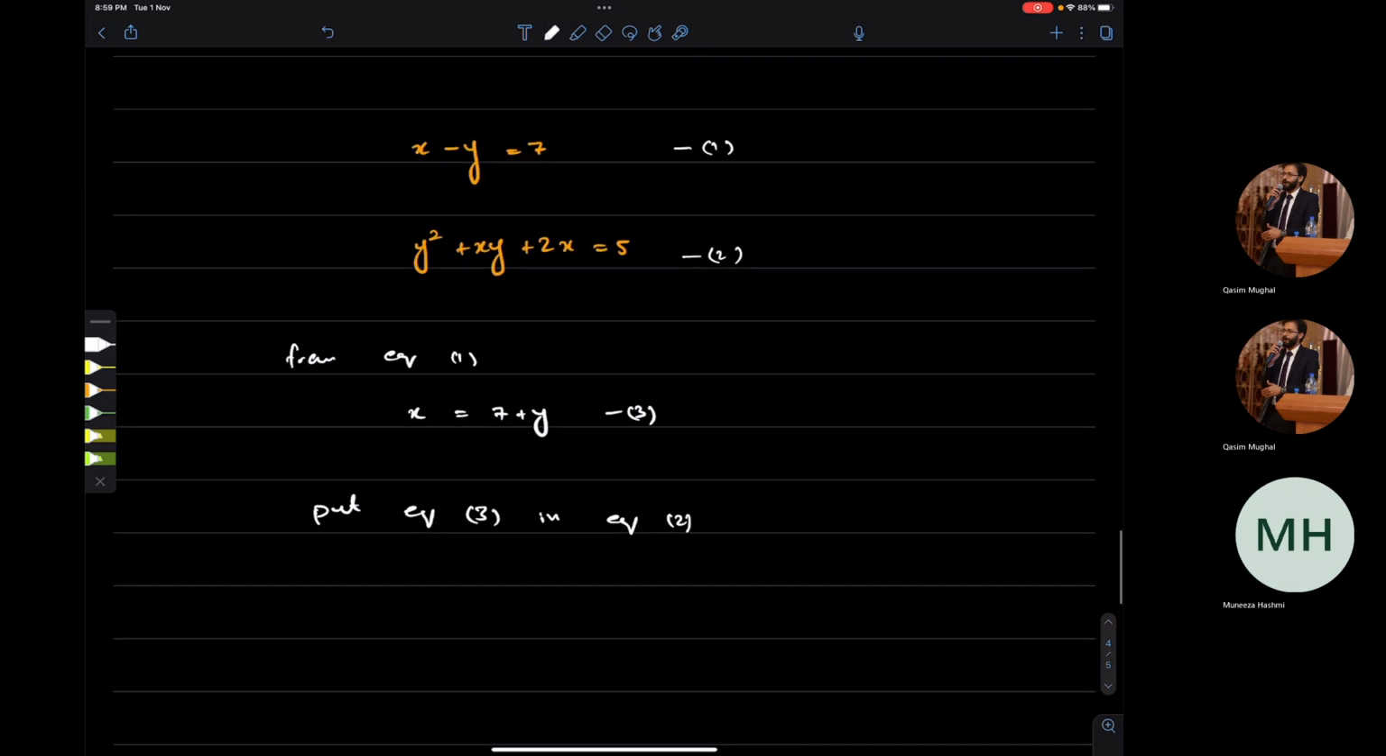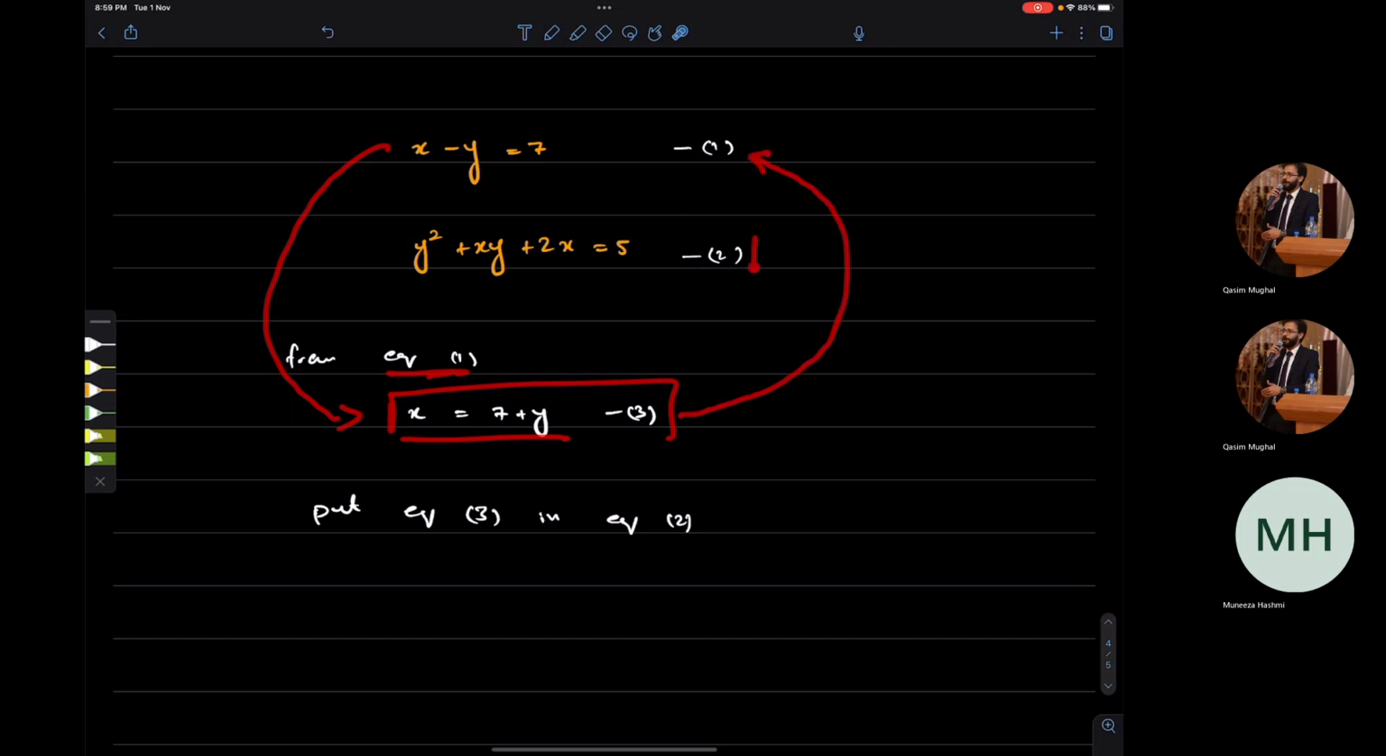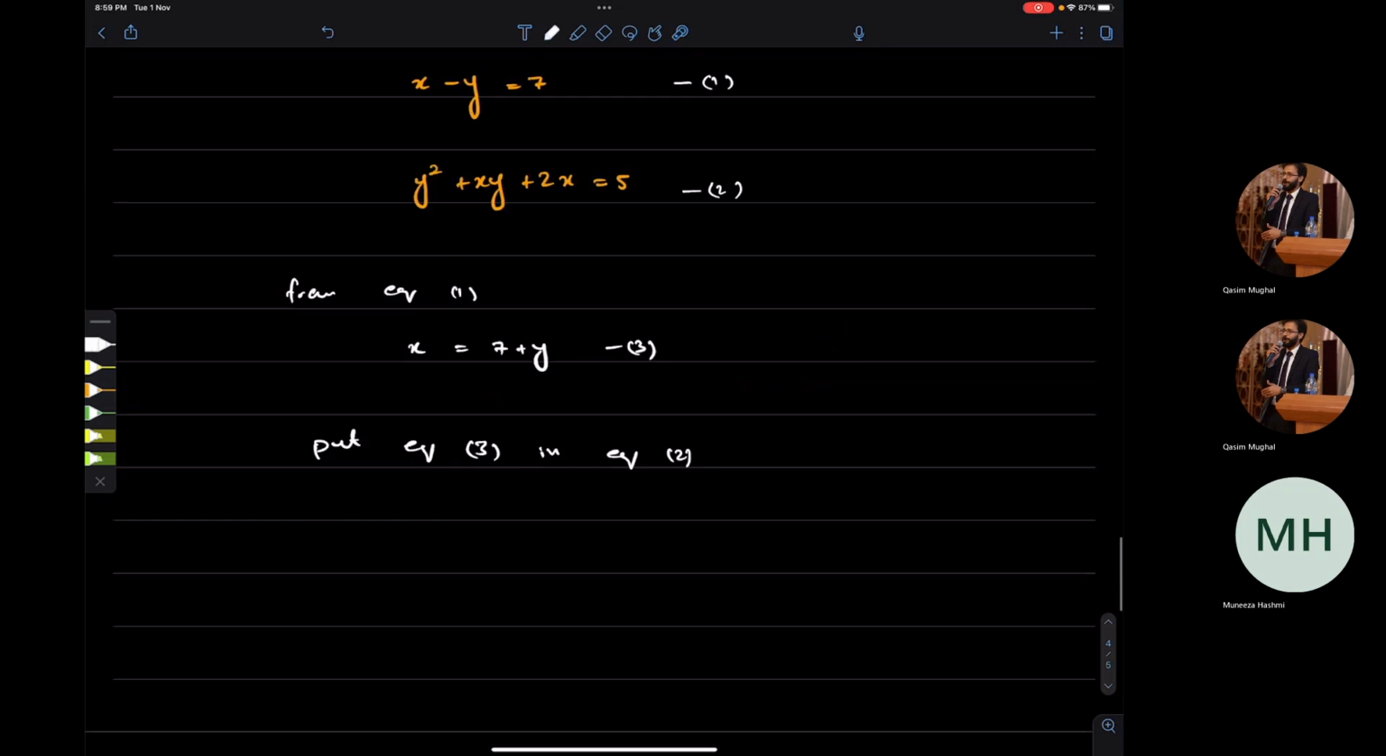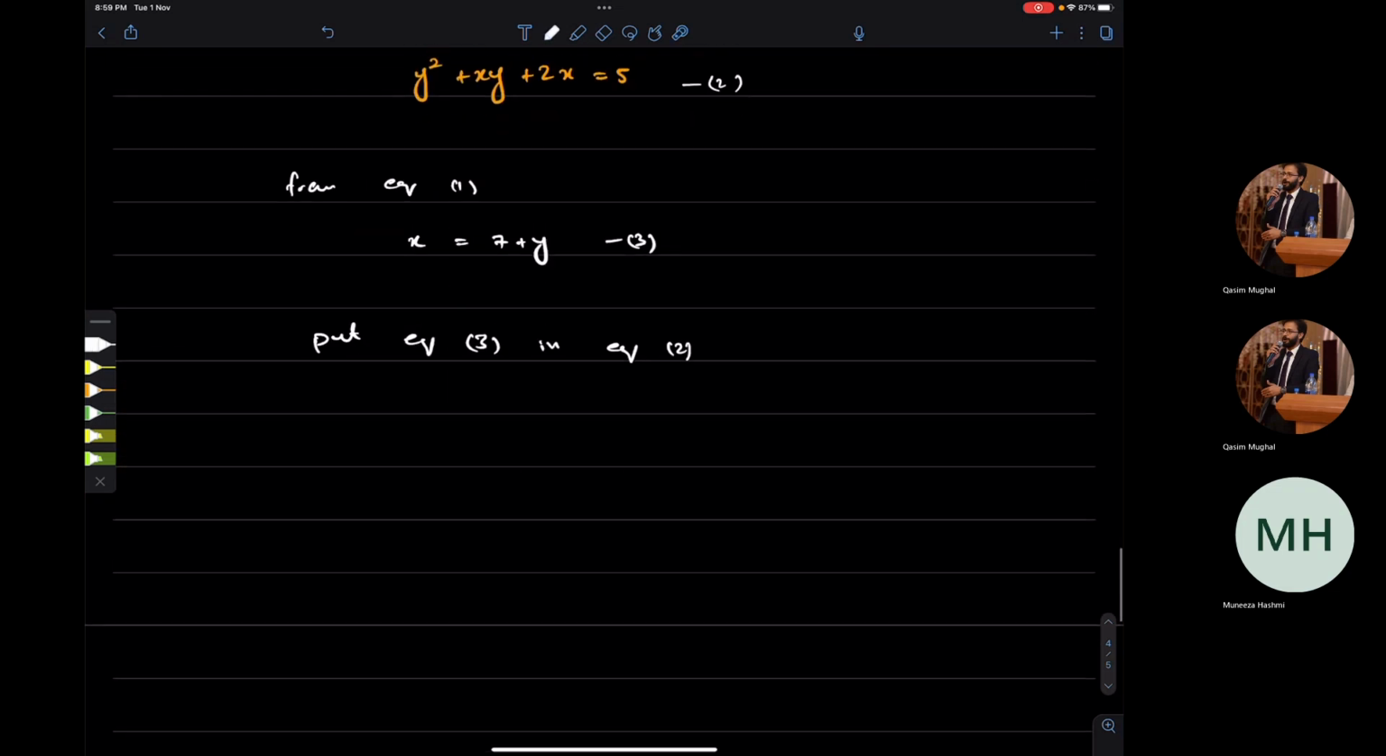Just a quick recap about the substitution method. This equation came from equation 1, so you cannot substitute back into the parent equation. You don't have an option, so I have only one option, to substitute in equation 2. So that's what I'm doing. I'm going to put x as 7 plus y in equation 2. So it is going to give me y squared plus, for x, I'm going to write down 7 plus y, plus 2, for the other x, I'm going to put 7 plus y one more time, and there you go.